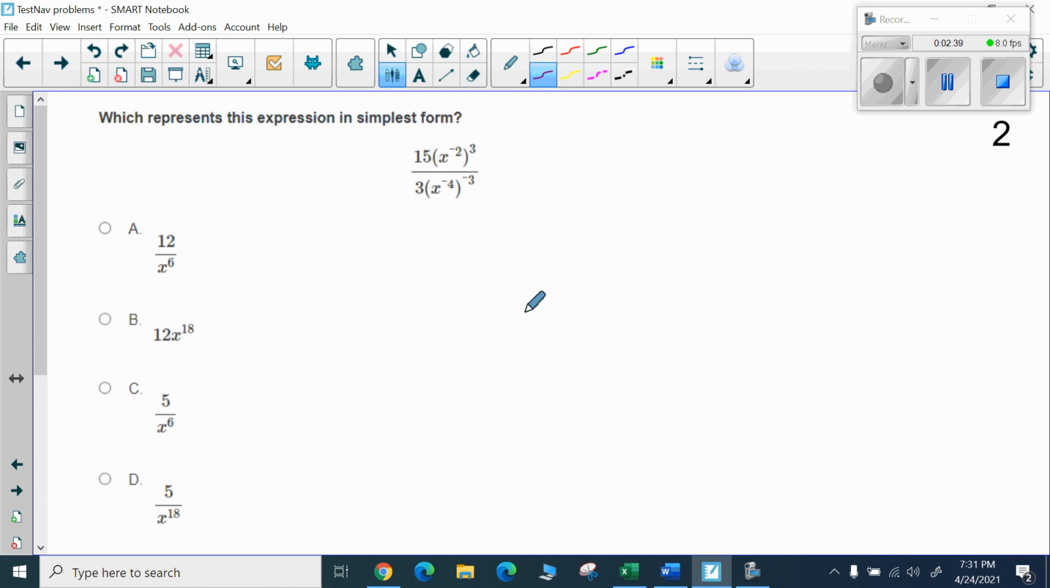Question number 2, which represents this expression in simplest form? One thing we did not get to do was talk about operations with exponents. There are rules about how to do a power to another power, how to divide powers, how to add and subtract powers. And we did not have a chance to do that. So in a problem like this, you're going to have to guess. But you can at least narrow down your answer choices.